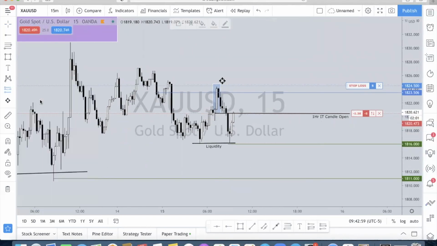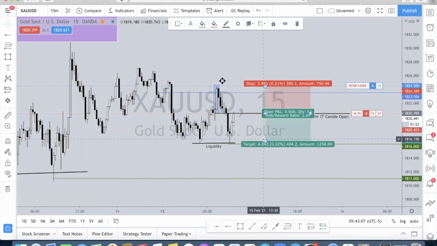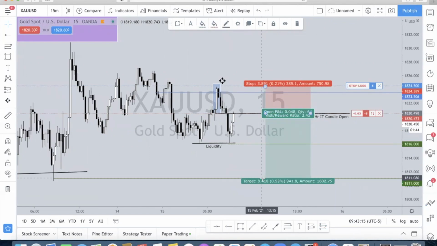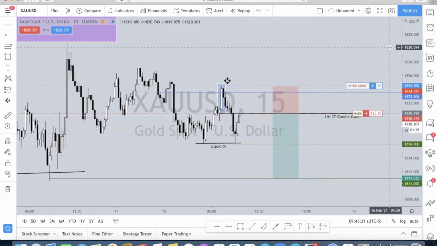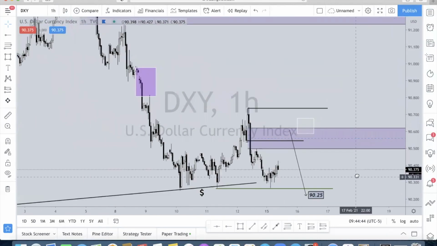We entered right around 1820, so about a 45 pip risk, and then as you can see, that is about a 2.5 to 1 risk to reward, going down to 1811, and just over a 1 to 1 going to 1816. So there are parts of these videos that are in 4 times speed, 20 times speed, 8 times speed. Just depends on what I was annotating on the chart. So again, just waiting for this 15-minute candle to close.